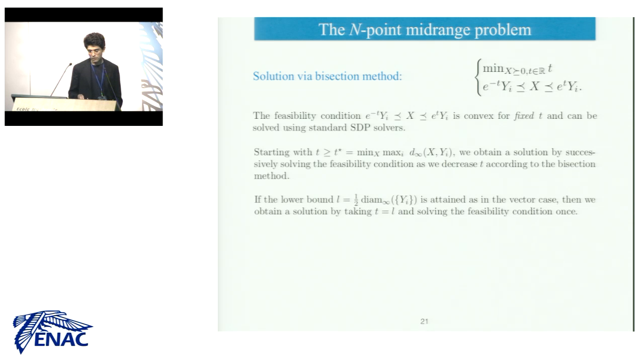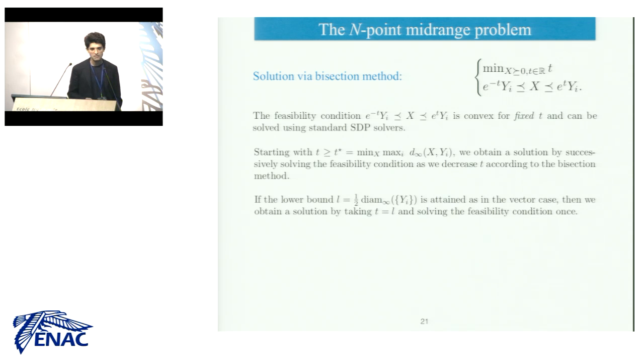So the way this would work is you can use something called the bisection method to solve this problem. You start with a t that's greater than the optimum, and you solve for x using whatever package you're using, and then you just gradually decrease t through whatever method.